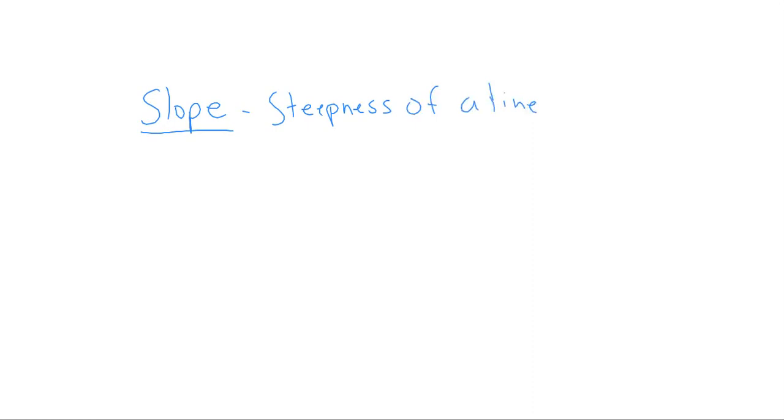Now, to find the slope, again, we're using y2, y1, x2, x1, all that good stuff. It's y2 minus y1 over x2 minus x1, which in other words is equal to how far it goes up, so the rise, over how far it goes over, so the run.